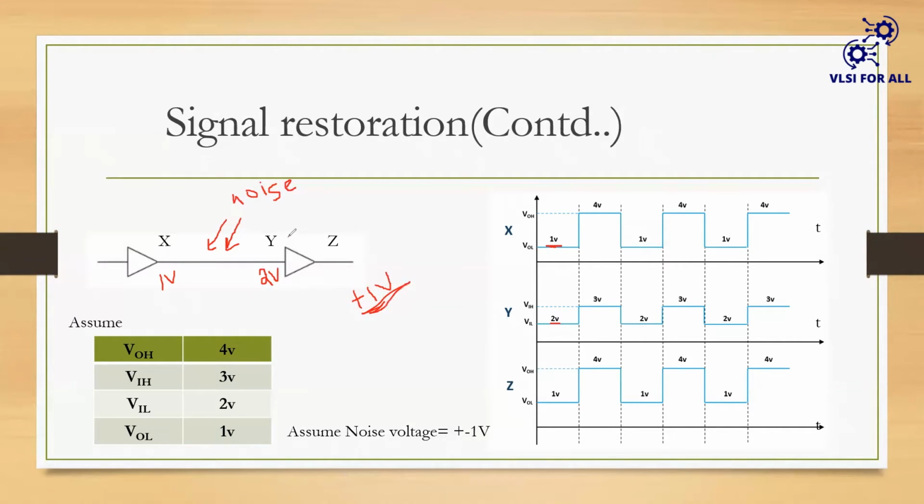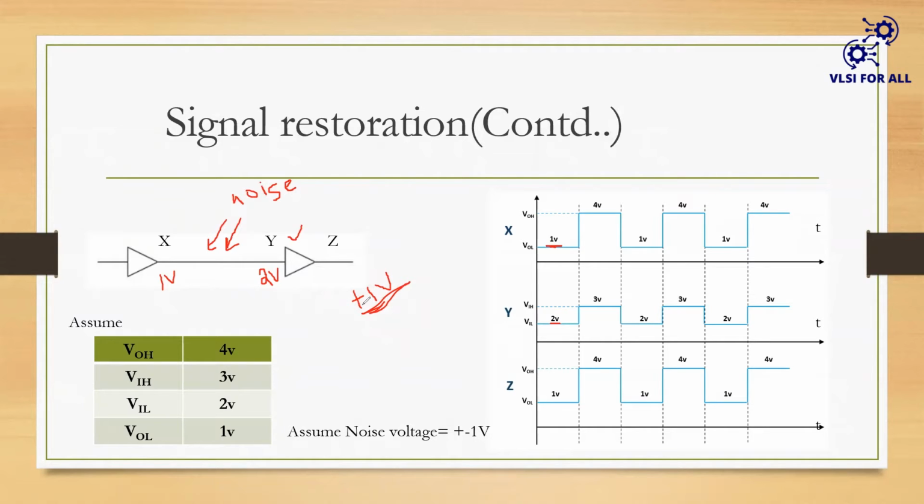Now how will this driven element, this buffer, recognize? Simply it will check whether the value is less than or equal to... what I can say is, is it a valid input or not. Static discipline allows that for a valid input there will be a valid output.